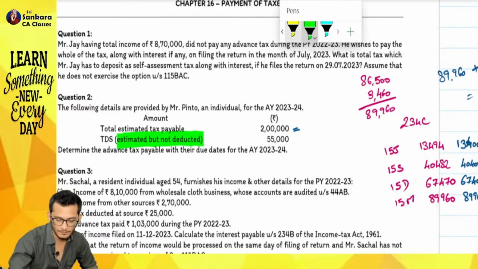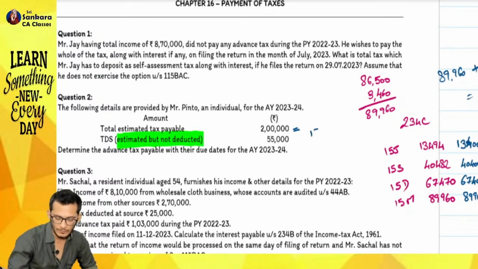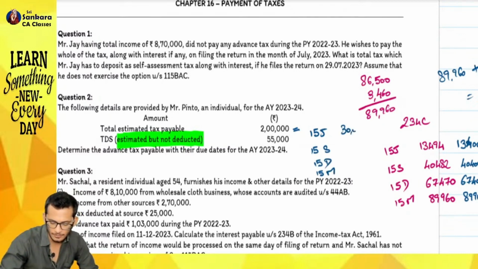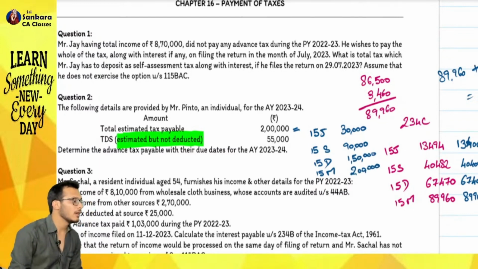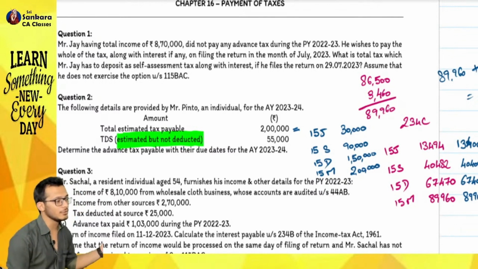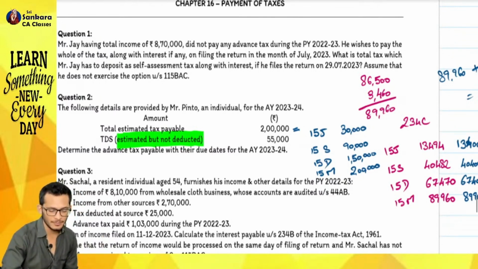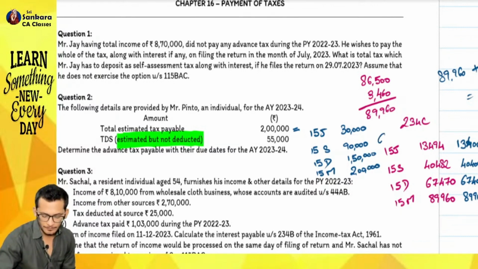First quarter is 15th June, 2 lakhs into 15% will give you 30,000. 2 lakhs into 45% will give you 90,000. 2 lakhs into 75% will give you 1 lakh 50,000, and 15th March will give you 2 lakhs. The question is not asking you for advance tax payable till date. The question is asking you how much advance tax you should pay every quarter. So first quarter you will pay 30,000. Second quarter you will pay 60,000.